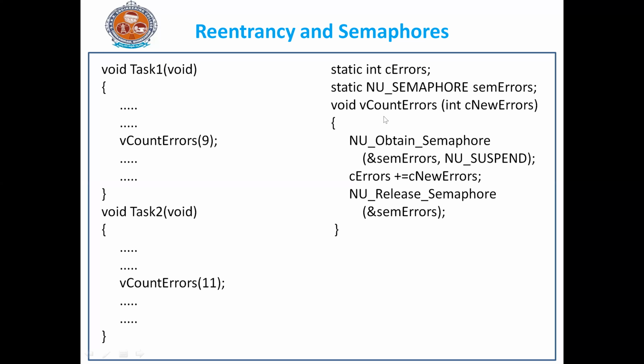Then this particular instruction will be executed correctly, even though it is converted into many assembly level instructions. So this function becomes a reentrant function, because you are getting the correct answer and it is not violating any of the rules of reentrancy. So you can also solve the problem of reentrancy by using semaphores.